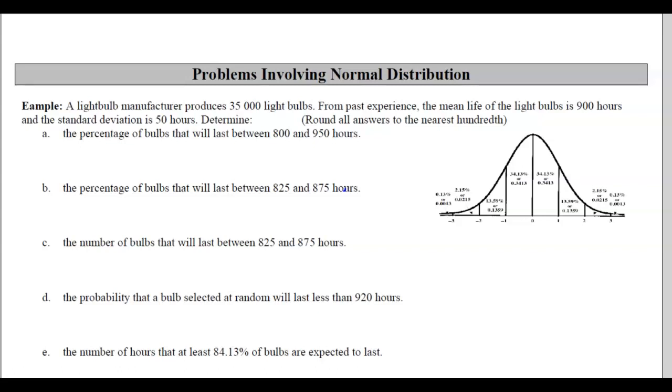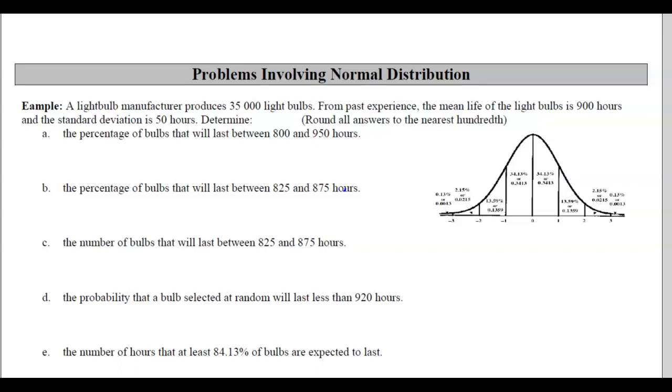So we're back to, we did one earlier in the notes last week about a light bulb manufacturer. In this case, the manufacturer produces 35,000 light bulbs. From past experience, the mean life is 900 hours and the standard deviation is 50. Determine each of the following values. It says round answers to the nearest 100.